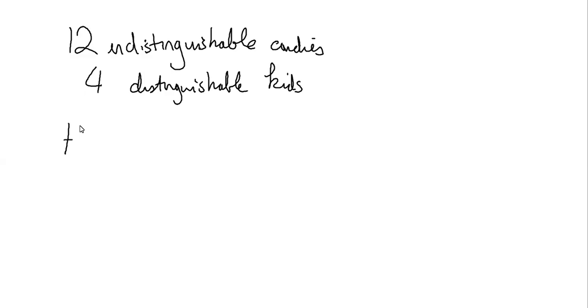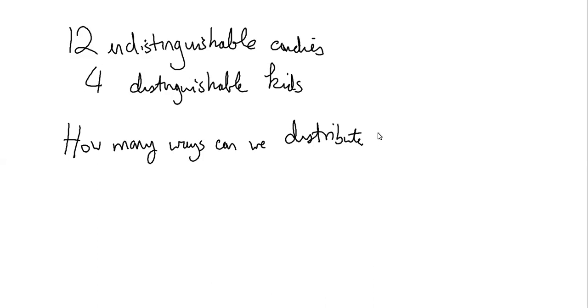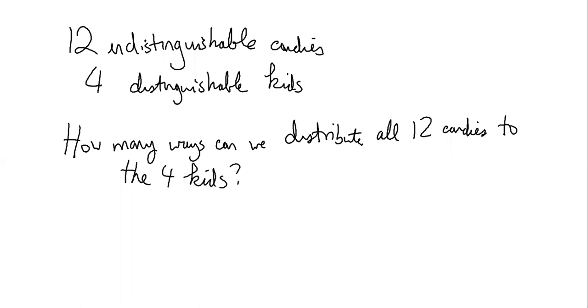So our question is, how many ways can we distribute all 12 candies? You can't not distribute. All 12 candies have to go to the 4 kids. Note that kids can get 0 candies, so it's not like everyone needs a candy. Awfully cruel, but you could give all the candies to one kid.